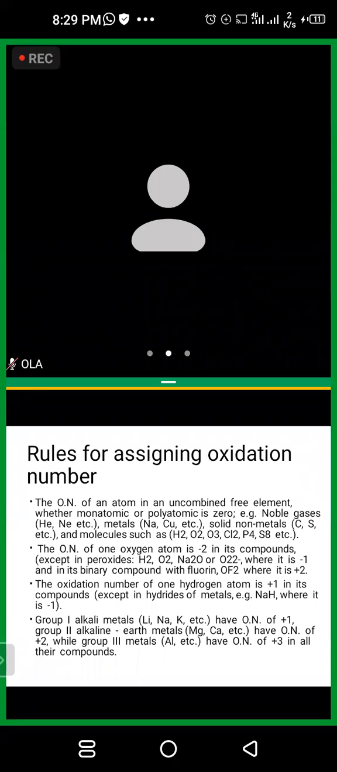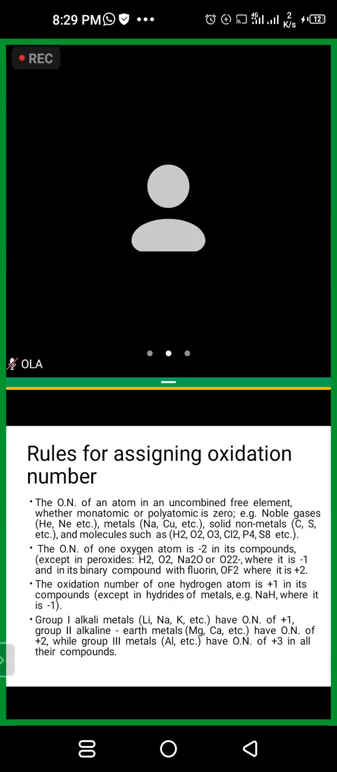Now, another rule is this. The oxidation number of hydrogen is +1 in its compounds, except in hydrides of metals. Sodium hydride, there it is -1. So where it is in a hydride, it will be -1. Sodium hydride, potassium hydride, there it will also be -1. But in every other case, it is +1.